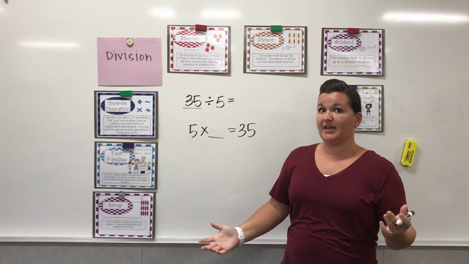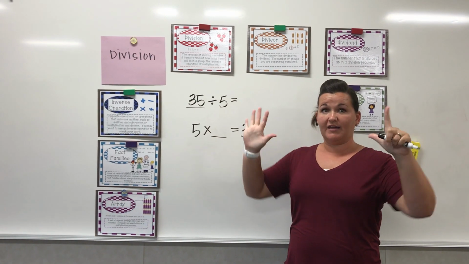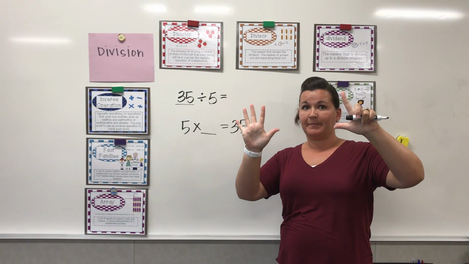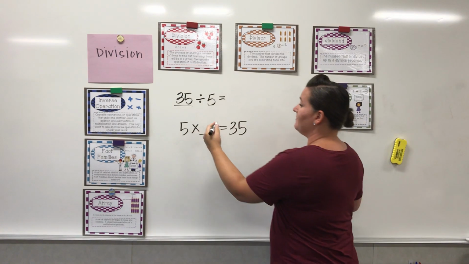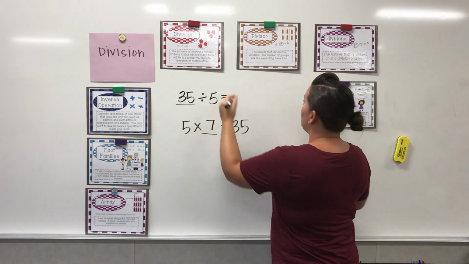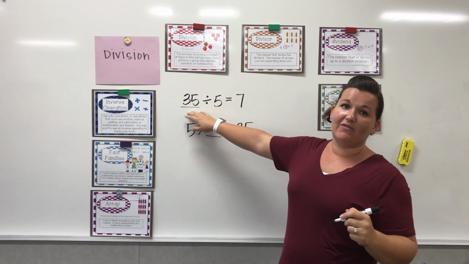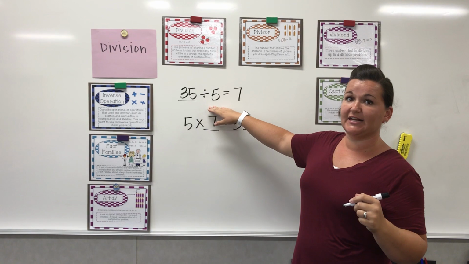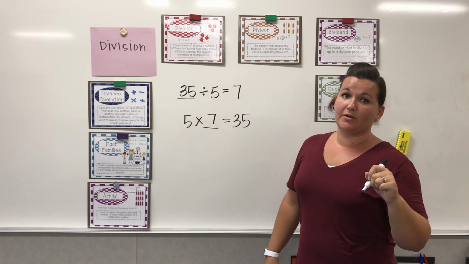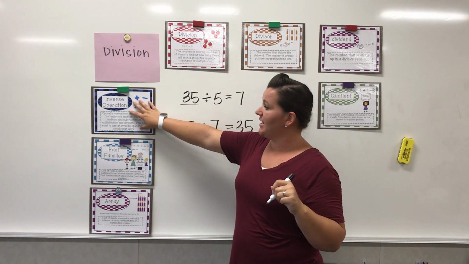Can I skip count by 5s? 5, 10, 15, 20, 25, 30, 35. How many is that? 7. 7. So my answer to this multiplication problem is 7, which means the answer to my division sentence here is 7. 35 water balloons, 5 kids get them. We're each going to get 7 water balloons. Awesome. Okay, so this is called inverse operation.